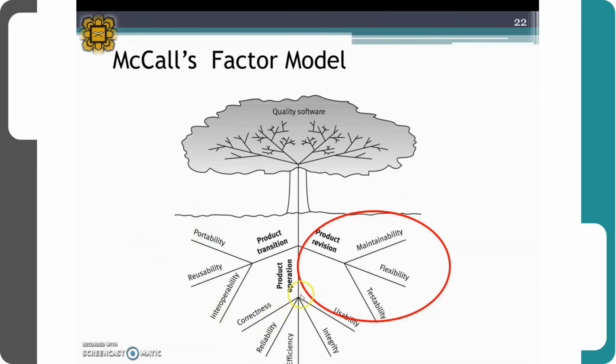Okay, so we finish with this product operation category. But what I want you to observe is that every time we see a quality factor, you should see the definition, see the examples, and see what are the measurable characteristics or attributes that are mentioned together in each of the quality factors. Okay, next we move on to the product revision, where we have maintainability, flexibility, and testability.